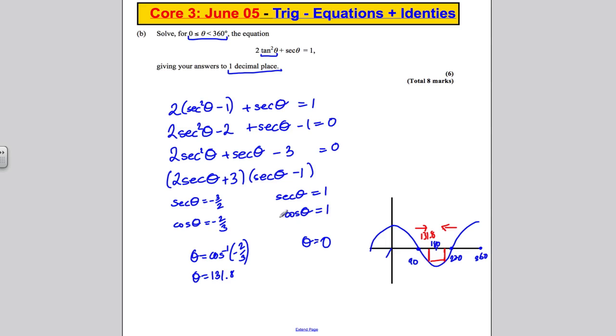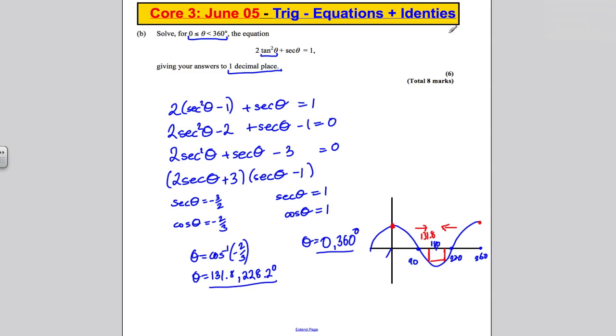So it's going to be equal to 228.2. So the other one's going to be 228.2 degrees. And theta is 0 is one solution. So here's one solution. And the other one's clearly going to be at 360. So 360 degrees is the other solution. Those two and those two are our final answer.